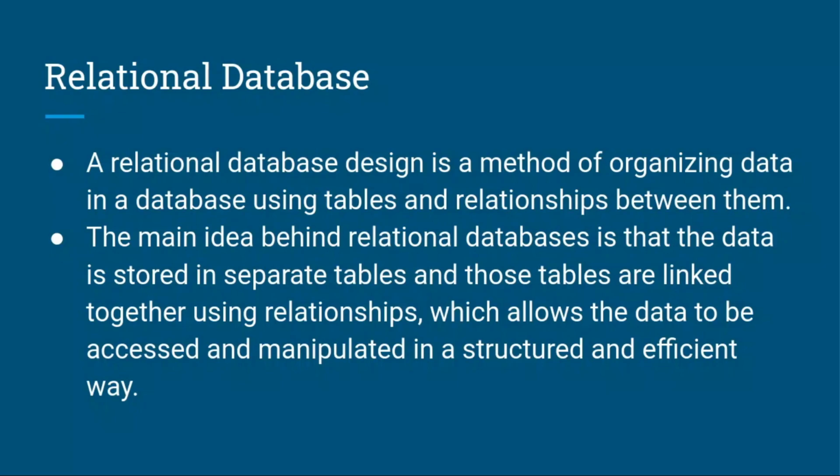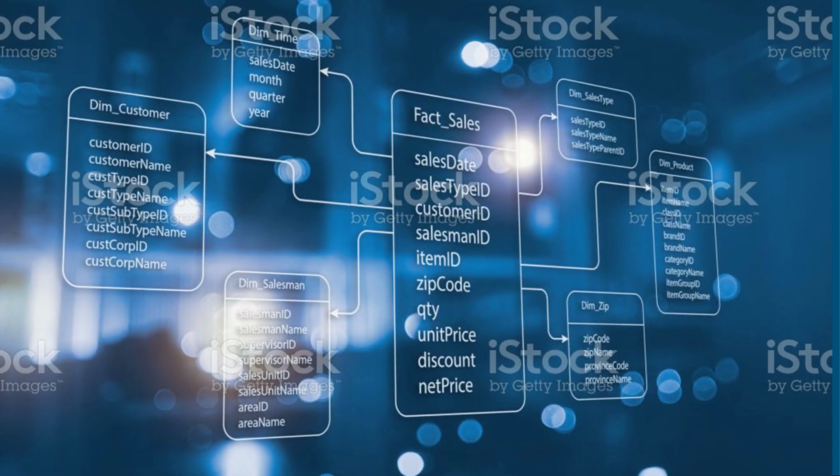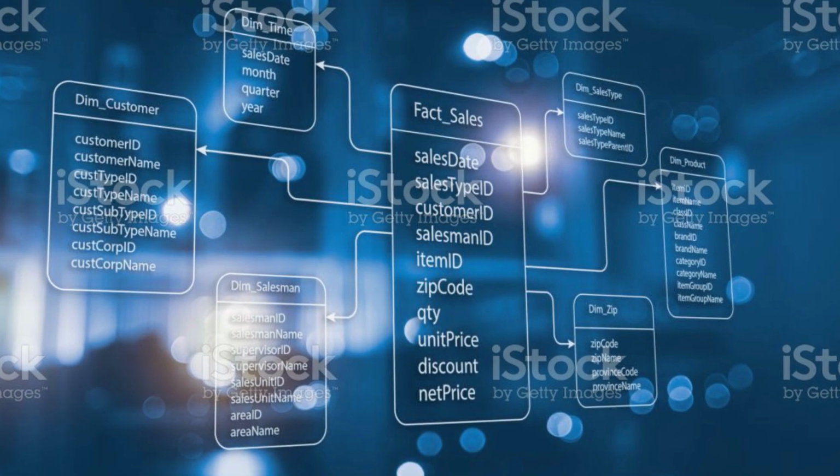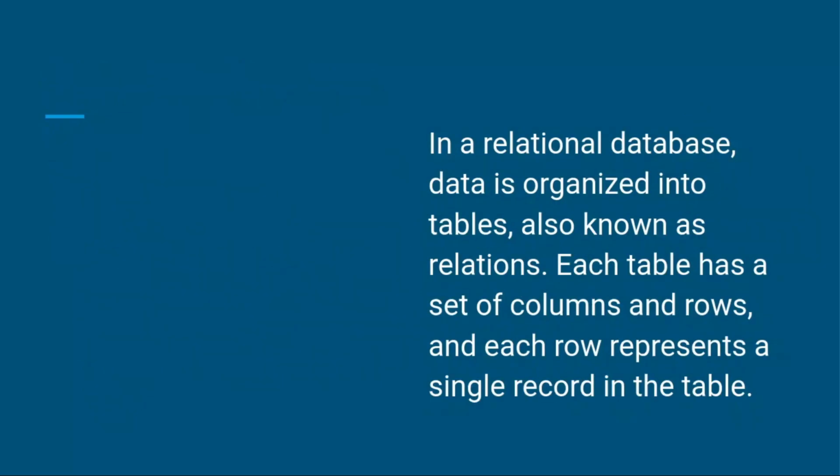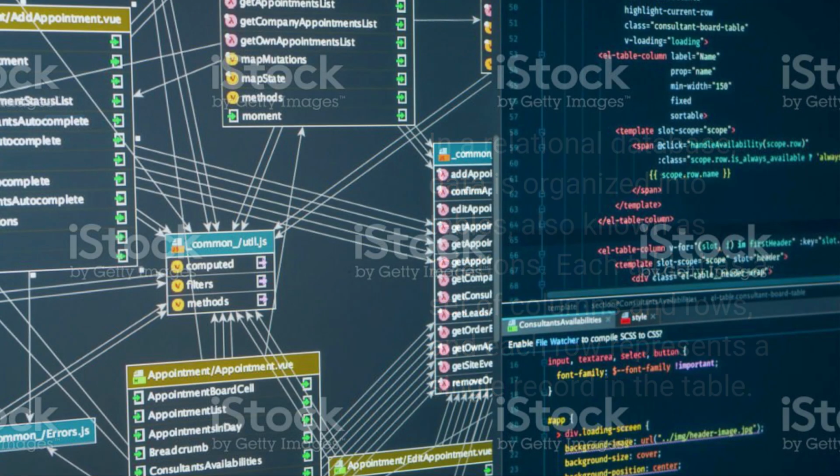So the main idea behind a relational database is that the data is stored in separate tables, and those tables are linked together using relationships, which allows the data to be accessed and manipulated in a structured and efficient way. So we can have data in different tables, but we can easily join them and use them when we want to organize our data. So in a relational database, data is organized into tables, also known as relations.